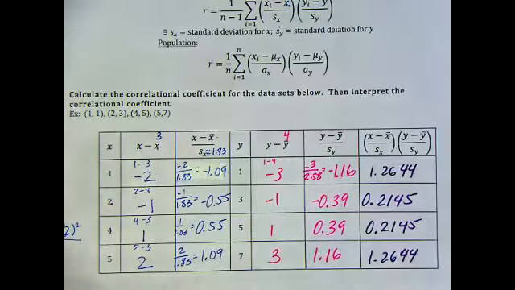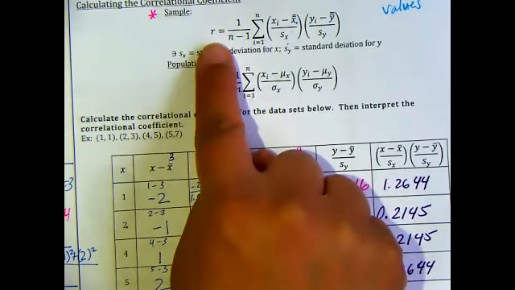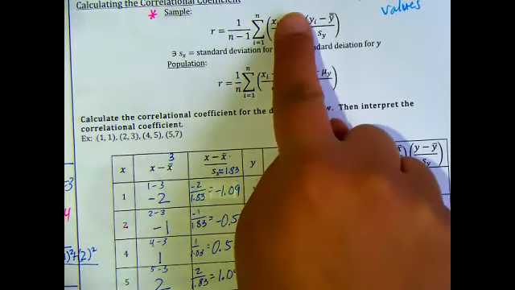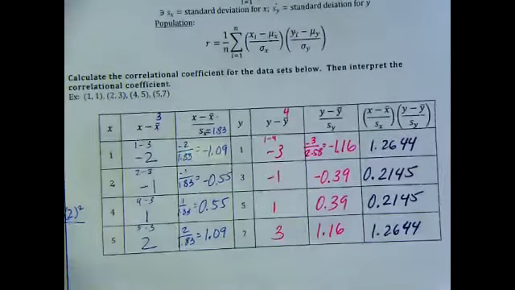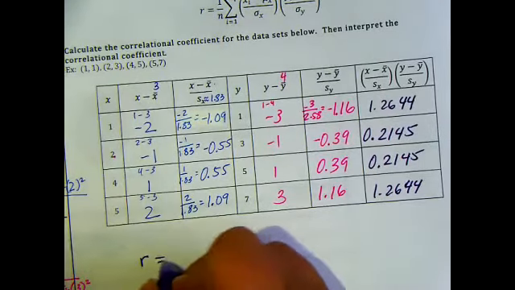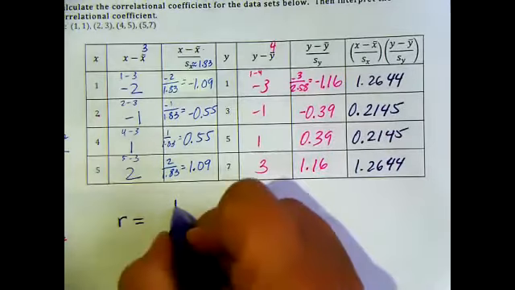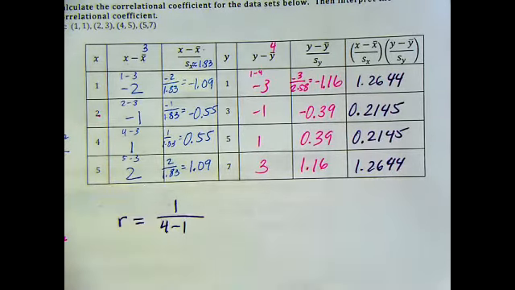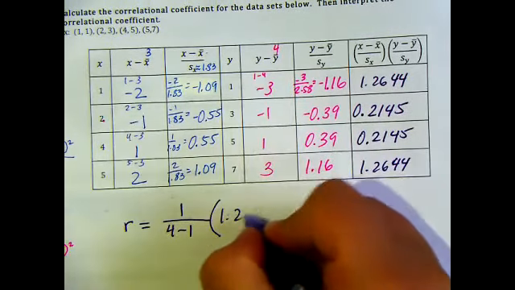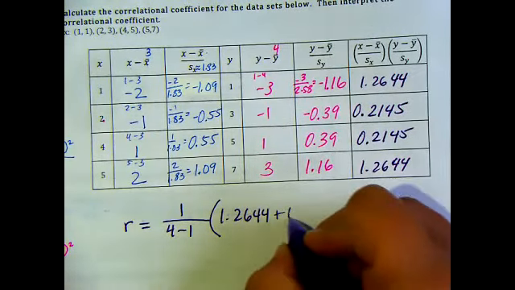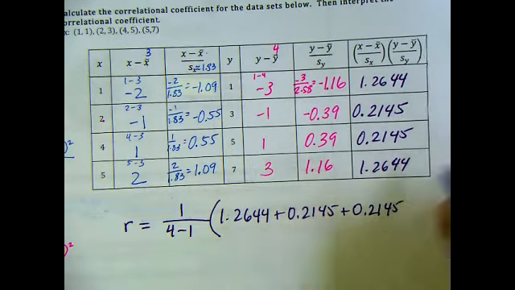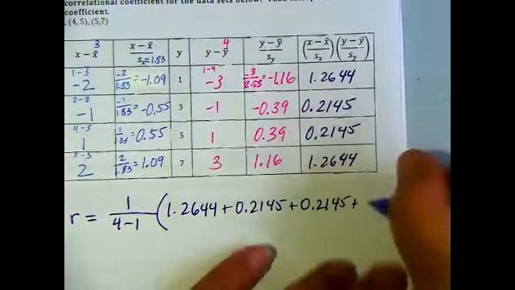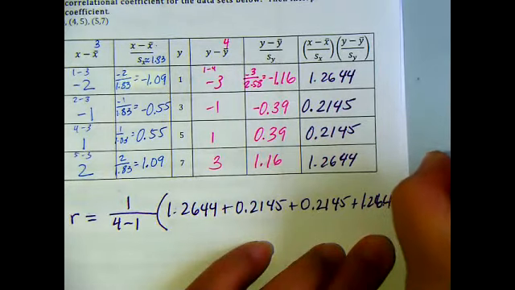So now the whole process of finding your correlation coefficient is to add each product, right? It's the summation of the products times the 1 over n minus 1. So the final step here is going to be to find r. We are going to do 1 over n minus 1, which is 4 minus 1, times the summation of all of this. So 1.2644 plus 0.2145 plus 0.2145 plus, I'm running out of space here, 1.2644.